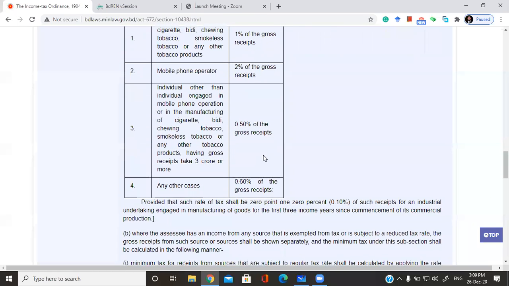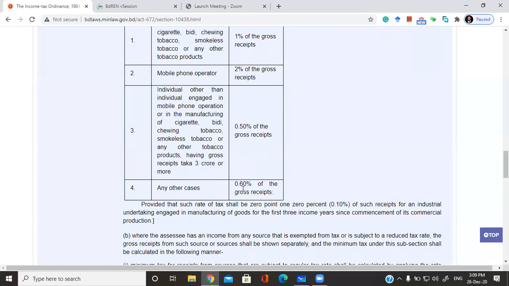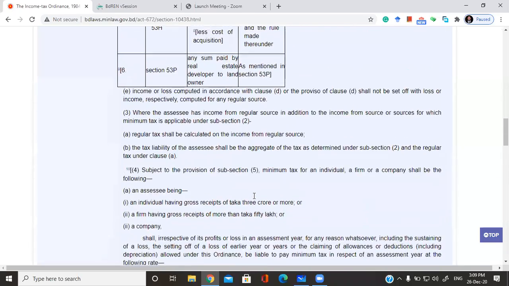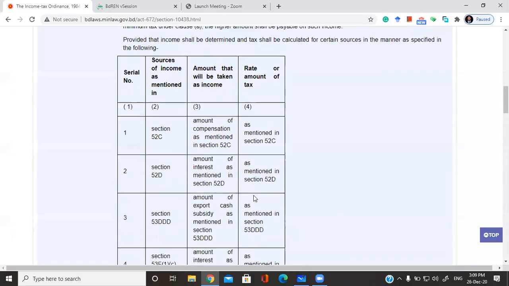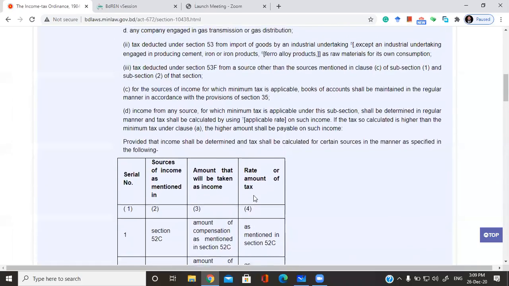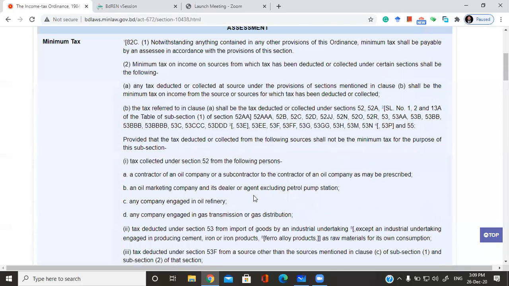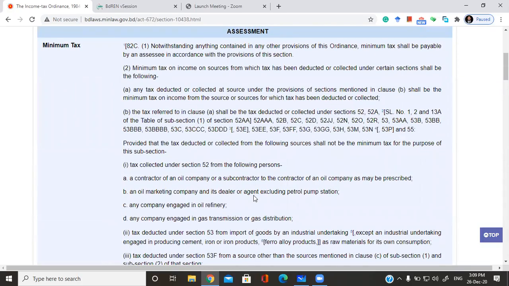Okay. Then in any other cases, 0.6% of the gross receipt is the minimum tax. So that is how minimum tax works for a company assessee. Now, let me show you another particular provision.